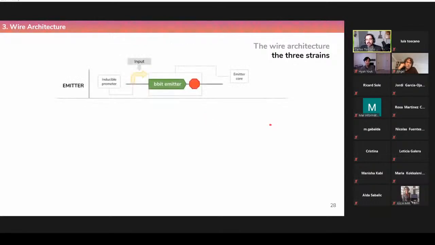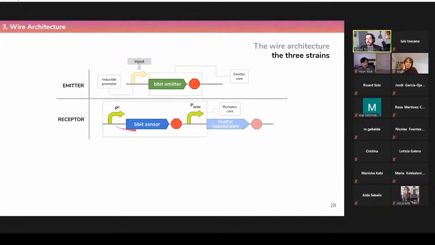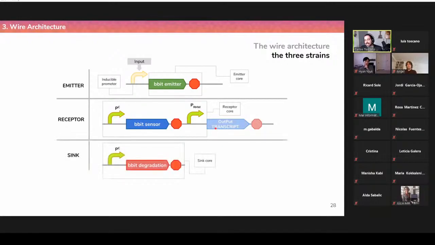Now, what about the architecture of these three strains? Well, the emitter must have the minimum required set of genes for synthesizing and releasing biobits to the media when exposed to an input. A receptor must have the minimal set of genes, constitutively expressed, required for sensing the biobit concentration and inducing output transcription. And the sink, again, must have the minimum set of genes required for biobit degradation, and these would also be constitutively expressed.